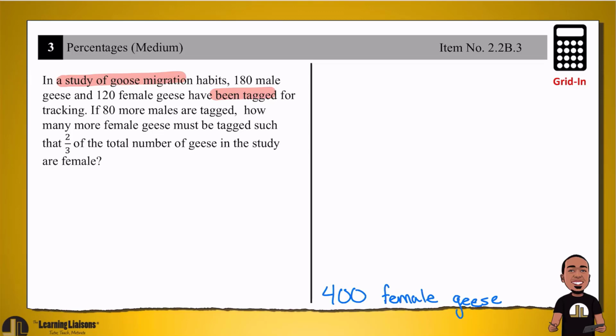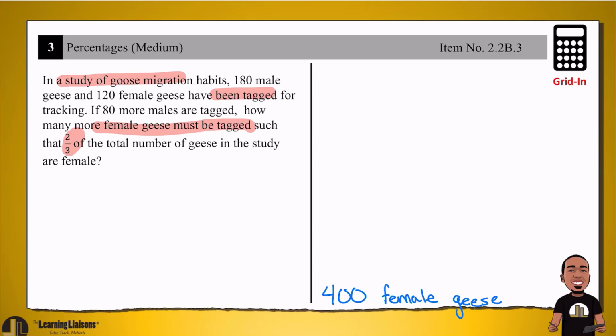But there we are. So the question is, about these geese, we're just trying to figure out how many more females we need to achieve a certain balance. So again, that is a ratio there, 2 out of 3. We're just saying, hey, we want the female population to be a certain part of it. So we just need to figure out how many females that makes up.